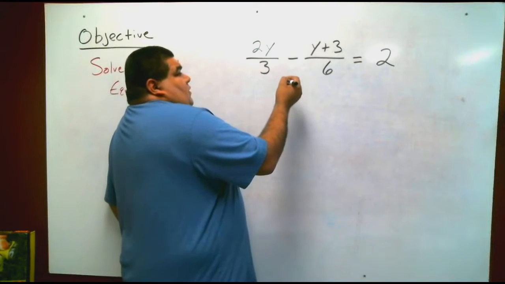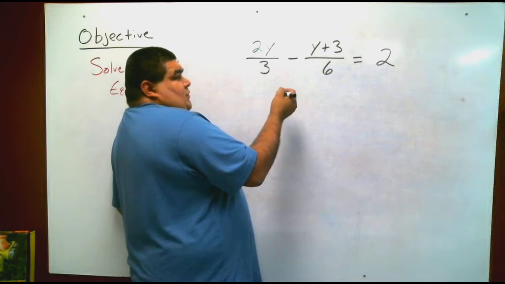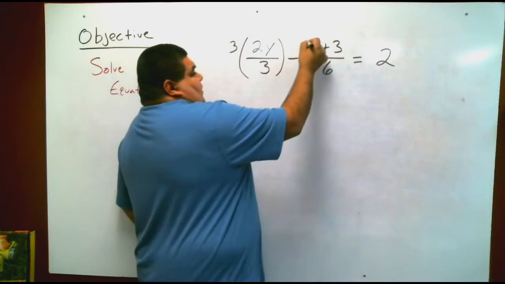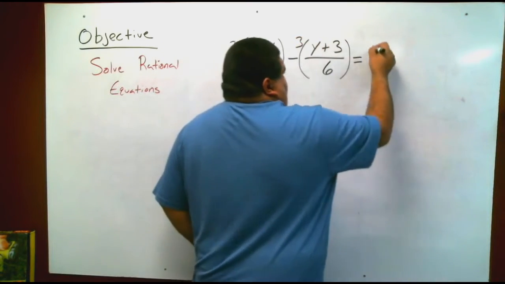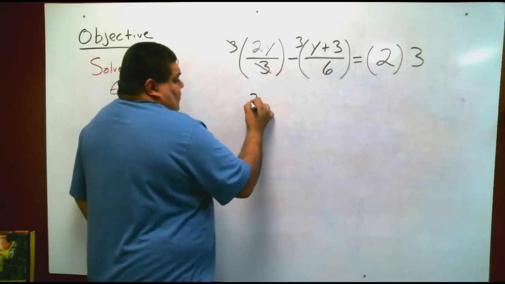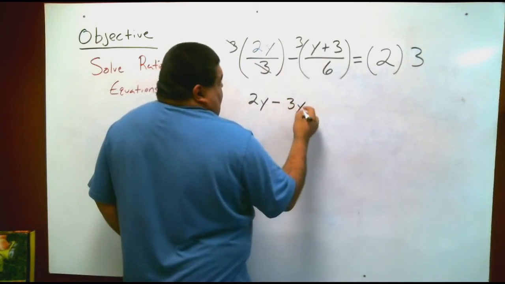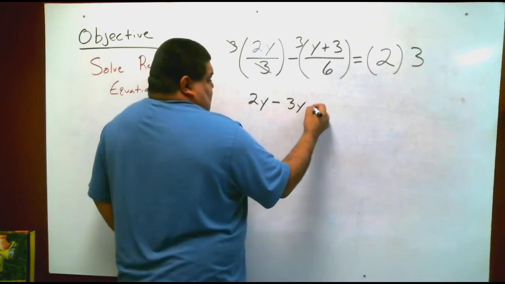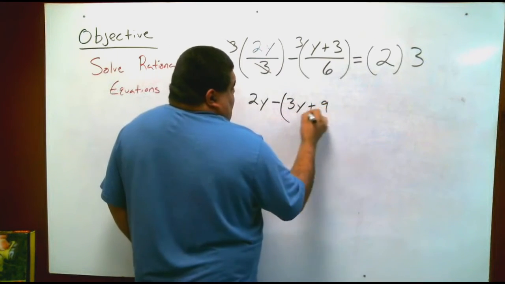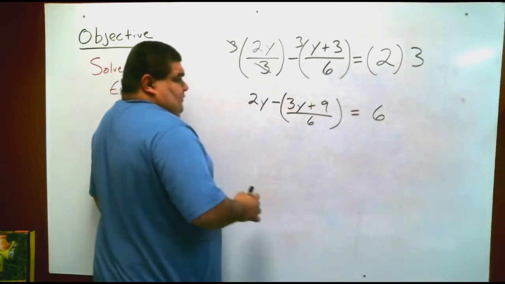Okay, I will say this. If you do it together, it's going to be a little more complicated, okay? So let's multiply this by 3, this by 3, and this by 3. The 3 cancels out here and here. We're left with 2y minus 3 times y is 3y, 3 times 3, okay? I'm going to put it in parentheses. Plus 9 over 6 equals 2 times 3 is 6.